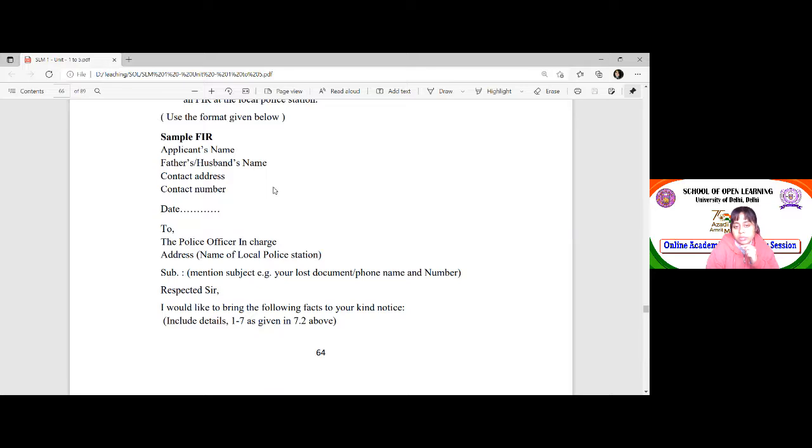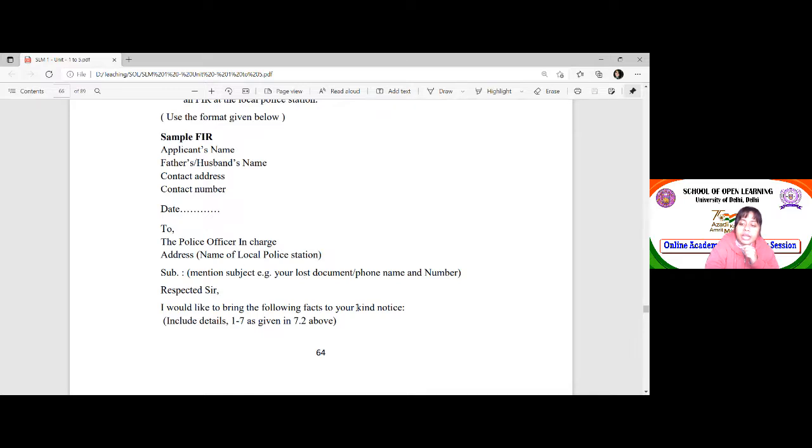Then you address it to the police officer in charge and you write the address of the local police station where you have gone, and in the subject you mention whatever is the reason for this FIR. So here they have given you the example of a lost document, phone name and number. It can be a lost document or the phone that you have lost, etc. And then you will write, respected sir, I would like to bring the following facts to your notice.